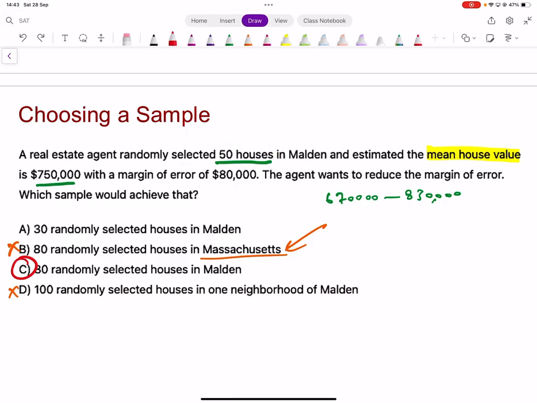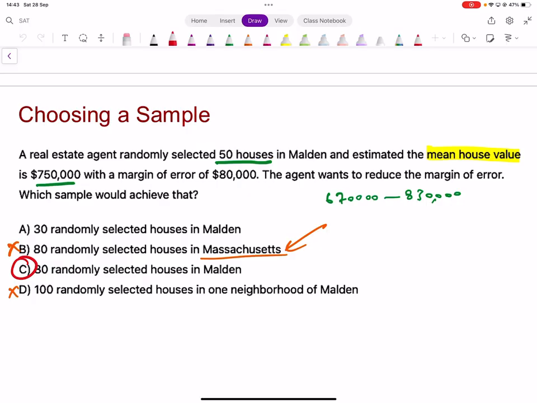Okay? So generally, when you're doing any study, you want the margin of error to be as small as possible. One way to do that is you take larger sample sizes. So you want to take as large a sample size as possible.